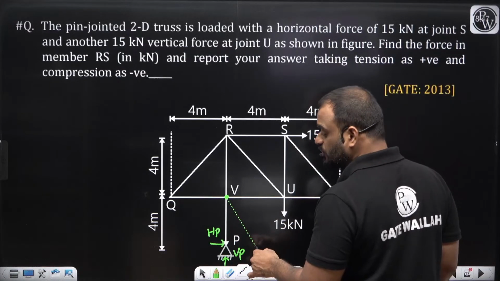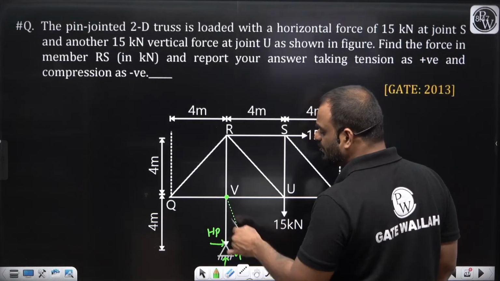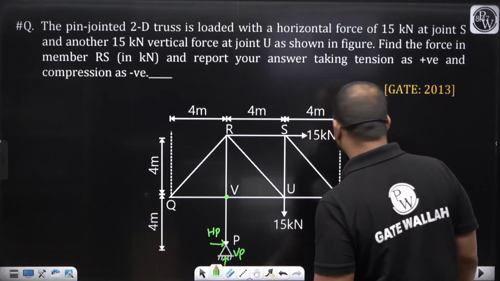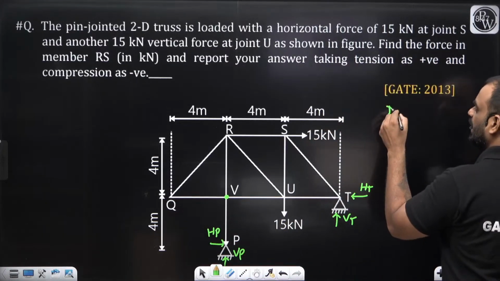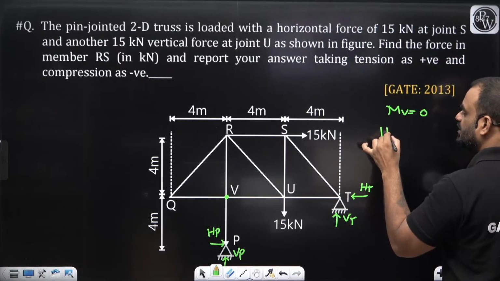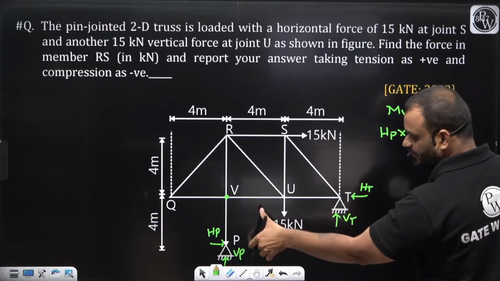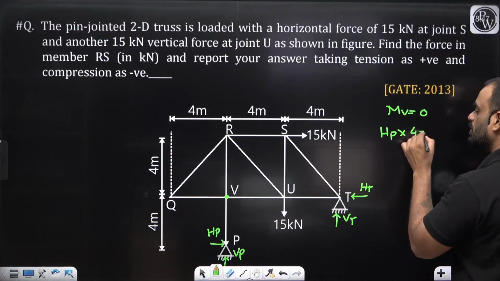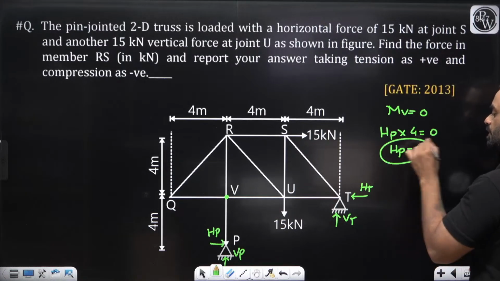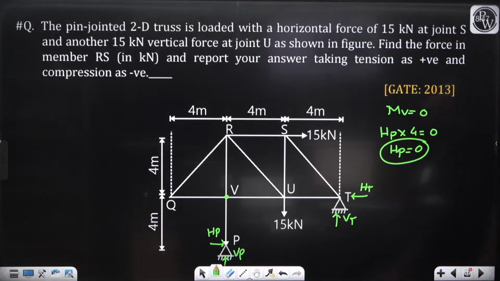If HP is not 0, then it is trying to produce some moment about this particular point V. Clear? So let us write it down. MV is equal to 0. If MV is 0, we can write here directly HP into this length, which is 4, is equal to 0, and due to this reason HP is 0. Clear, sir?